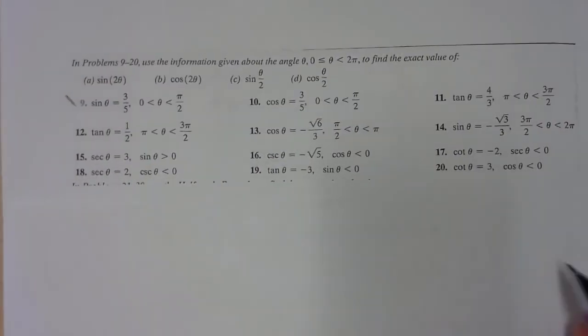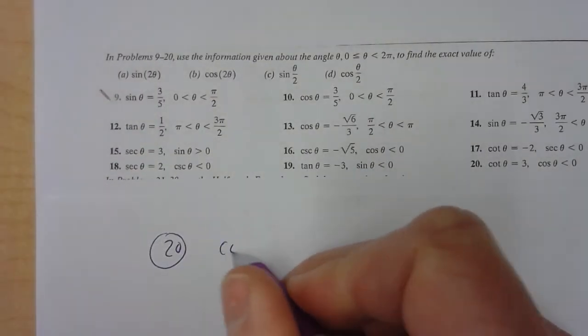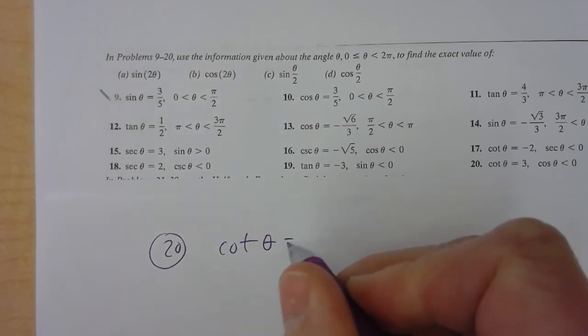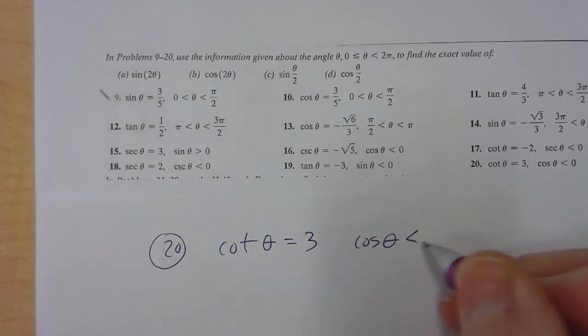Let's try 20, and then I'll ask you to do a couple odd ones on your own, and you can check your answers in the back of the book. So here's 20. Cotangent theta is equal to 3, and cosine theta is less than 0.